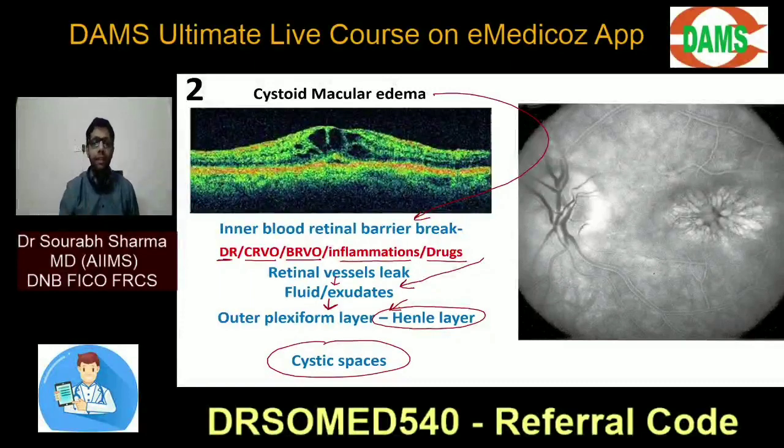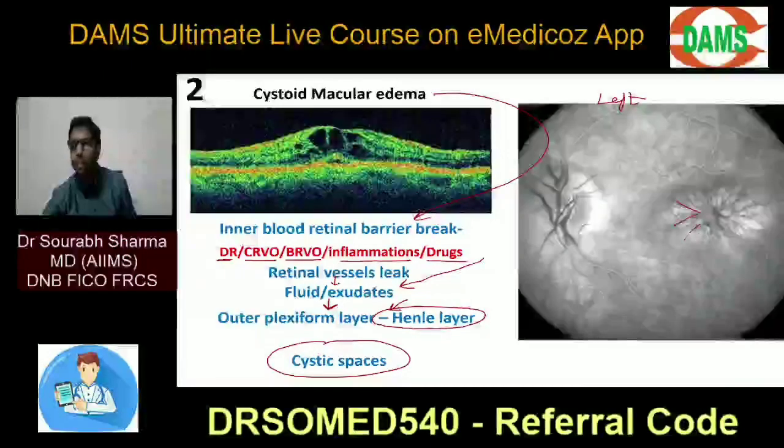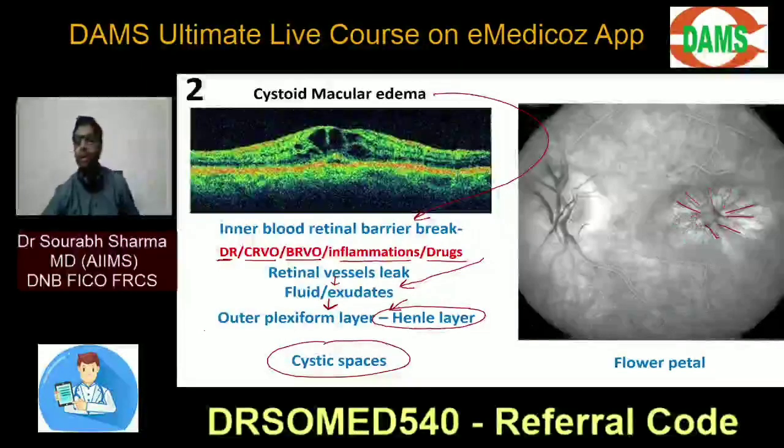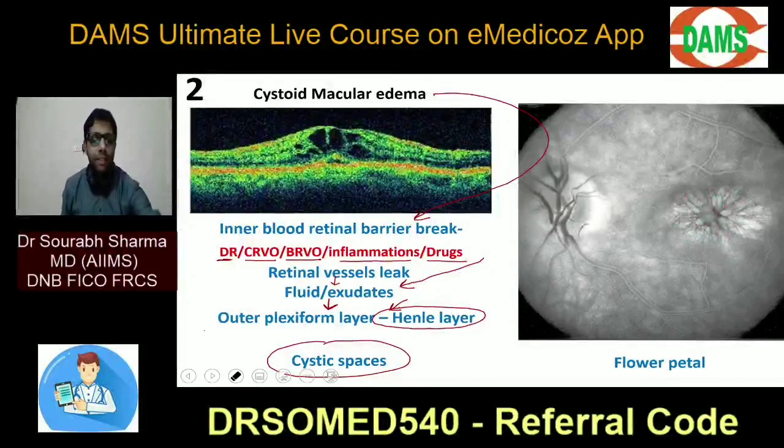Right retina, left retina. So this is the left retina, fovea on the left side. And see, the dye is this white hyperfluorescence. Because of Henle's layer, the dye is going radially. What name was given? Flower petal appearance. Cystoid macular edema, flower petal appearance, is seen in all these conditions, which are written over here.